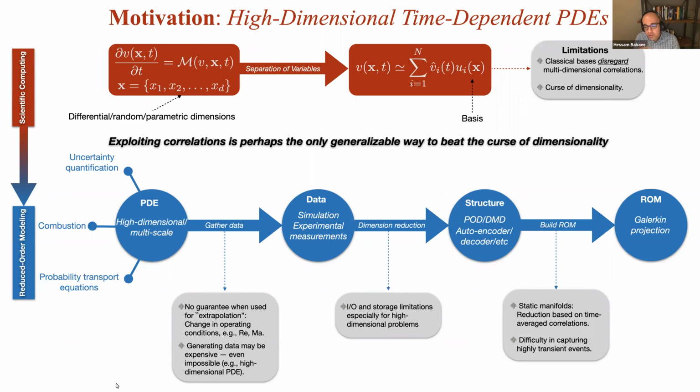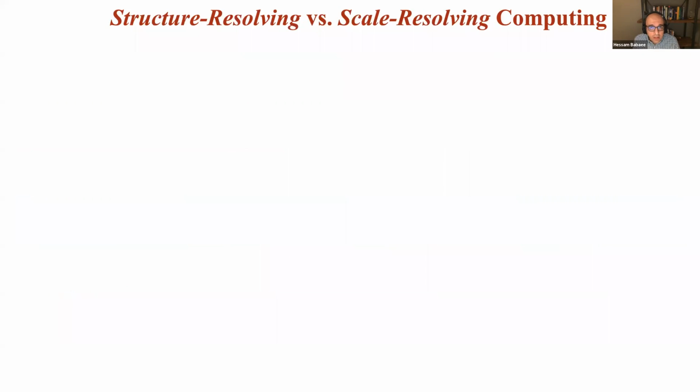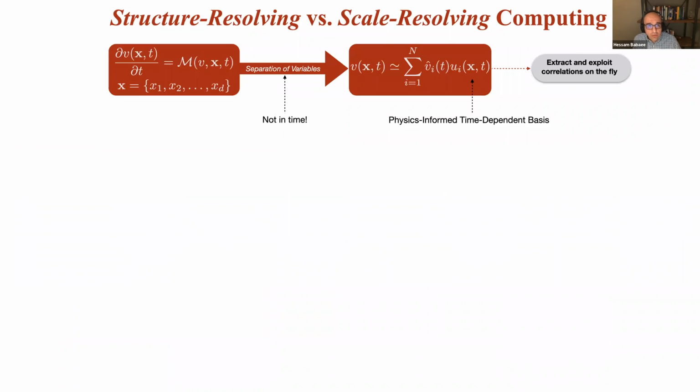And so just approaching reduced order modeling for turbulent flow using static manifolds, such as POD, has fundamental difficulties in capturing these high dimensional problems. Especially, for example, it's hard to capture problems that are highly transient, like rare events, using this type of reduced order modeling. So this is the motivation for reduced order modeling with time-dependent basis.